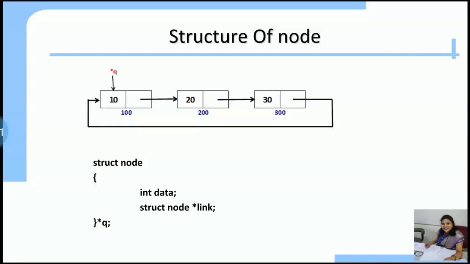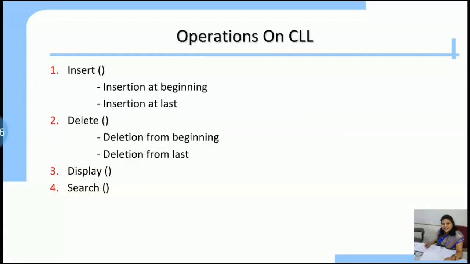This is the structure of the node. It is the same node structure as a single linked list, having one data part and one link part. The pointer link has the data type struct node. These are the operations that we are going to see on the circular linked list: insertion at beginning, insertion at last, deletion from beginning, deletion from last, display and search.